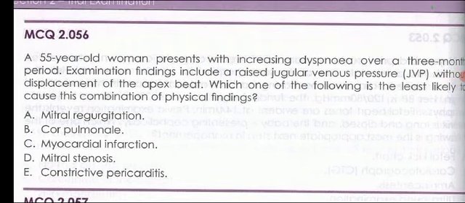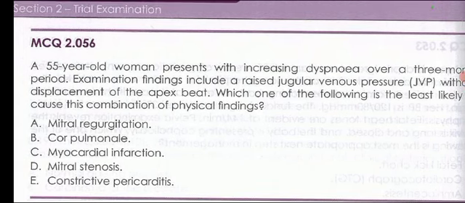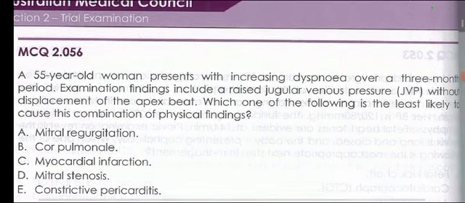Next question. A 55-year-old woman presents with increasing dyspnea over a 3-month period. Examination findings include a raised JVP without displacement of apex beat. Which one of the following is the least likely to cause this combination of physical findings? So, 3 months history of dyspnea, raised JVP on examination without displacement of apex beat. Least likely cause of this combination of physical findings: mitral regurgitation, right ventricular myocardial infarction, mitral stenosis, constrictive pericarditis.